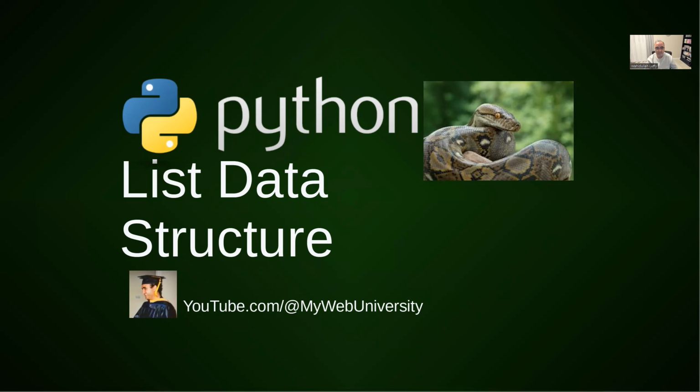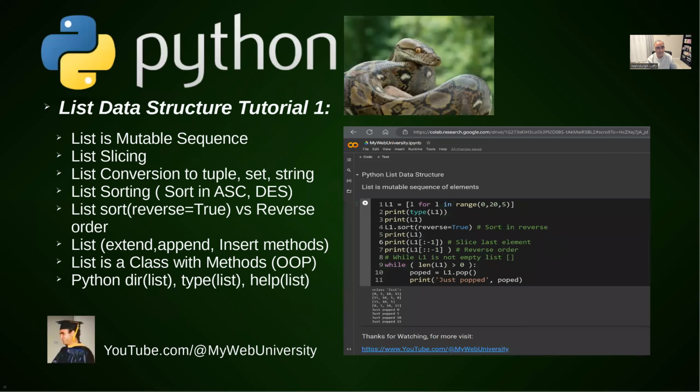So the Python list data structure was covered last time. Under the list, in data structure tutorial 1, we said list is a mutable sequence, and we covered list slicing, conversion to tuples, set, string, and sorting in ascending or descending order, which I'm going to cover tonight as well. We barely hit the sort last time, so I'm covering that one in full detail tonight.